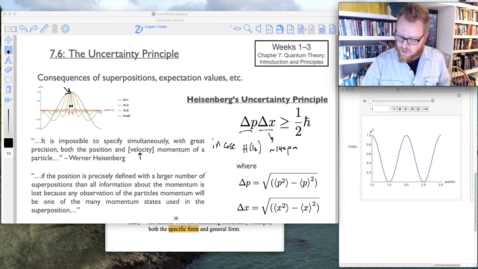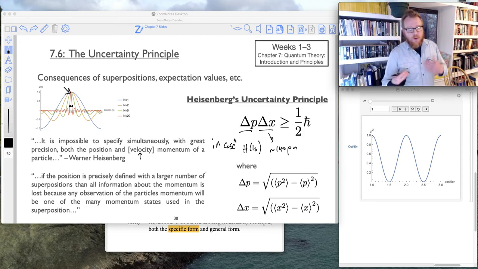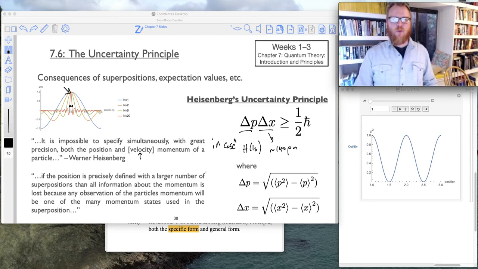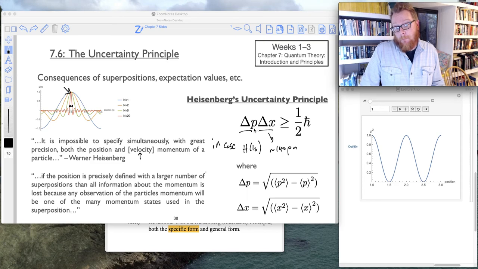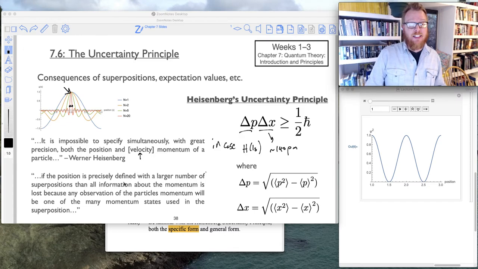Okie dokie, so let's wrap this thing up, folks. Continuing along with the Heisenberg uncertainty principle. The more famous form is position and momentum. What this says is, if position is precisely defined with a large number of superpositions, and remember, the way I can define this with a large number of superpositions is by the following, right?